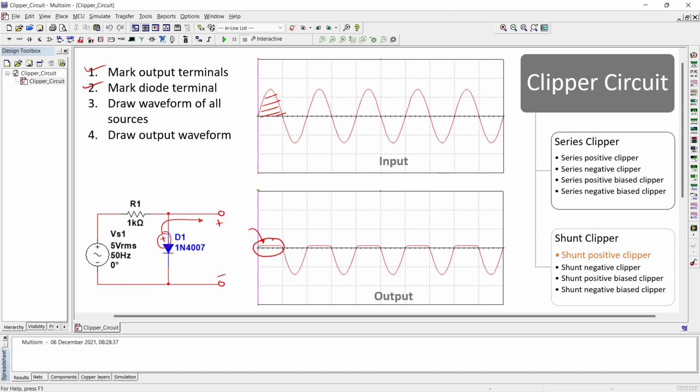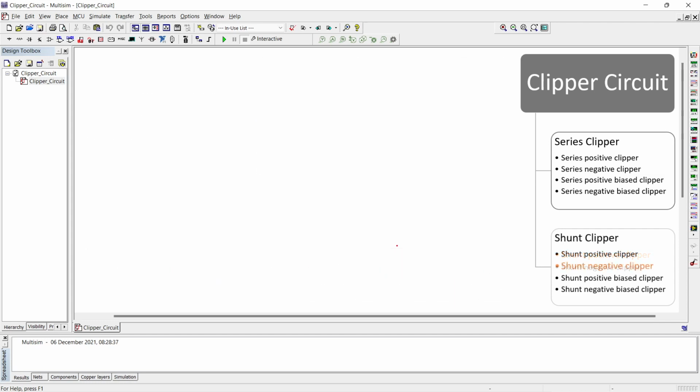So you must check out that video after this one, where you will get all the minor details of shunt clippers. So now we'll go for the next shunt clipper, that is shunt negative clipper.